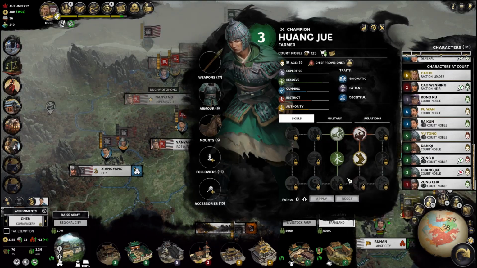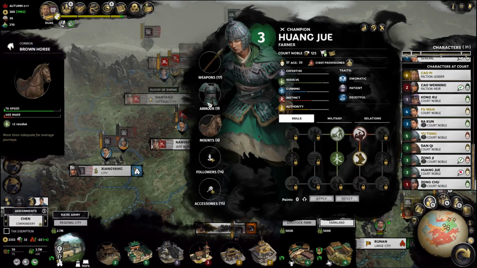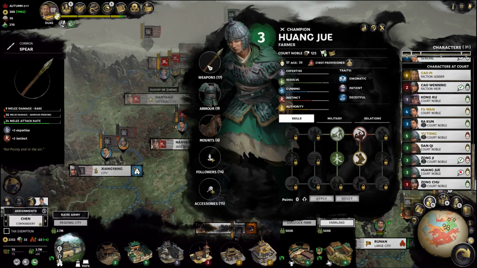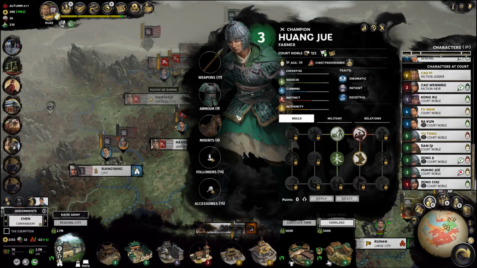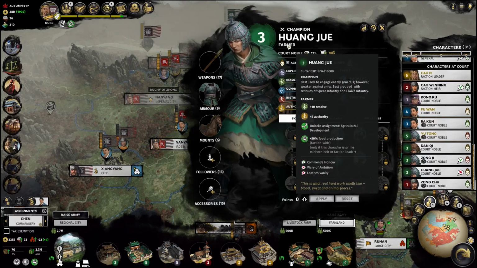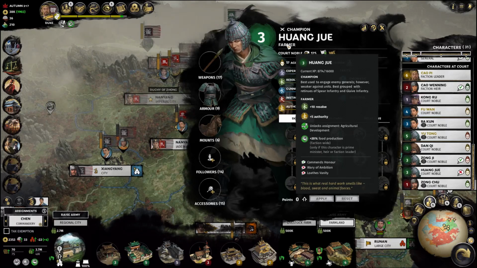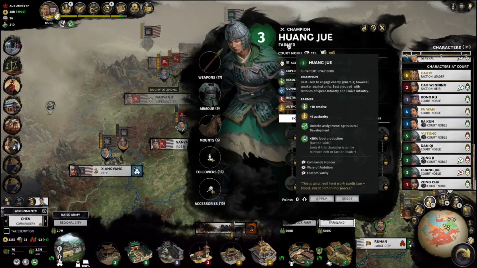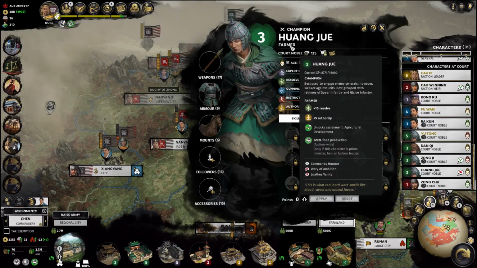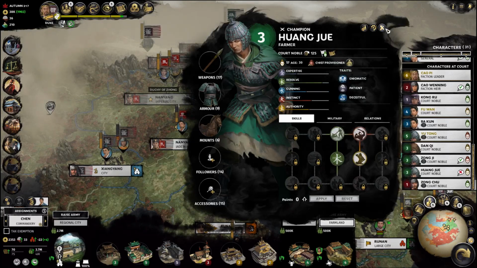Embarrassing. Okay. I think because he's a farmer. Yeah, okay. Unlock assignment, agricultural development, and plus 20% food production faction 1 if this character is Prime Minister, heir, or faction leader. Yeah, so this is the bonus. That's why I got confused.